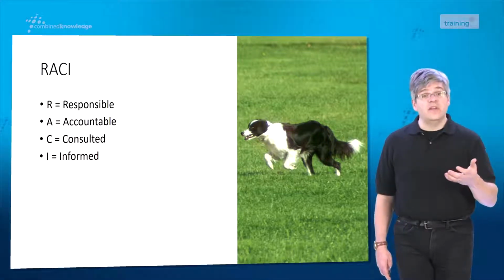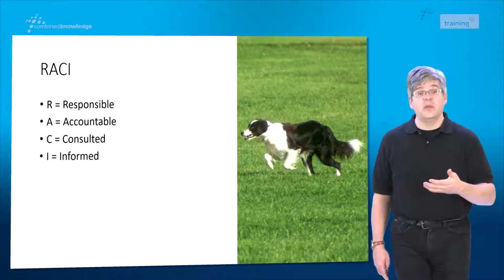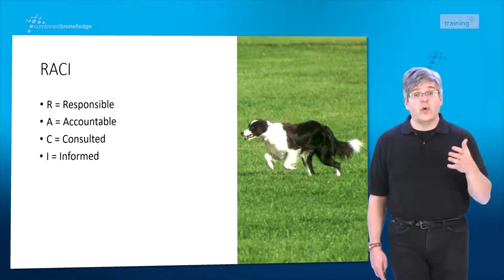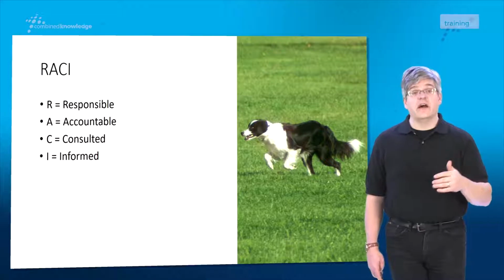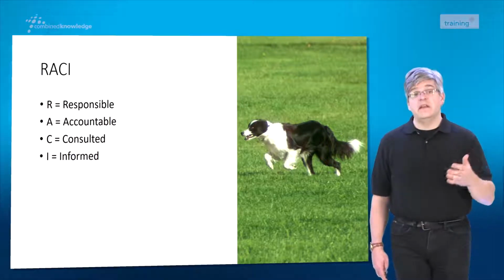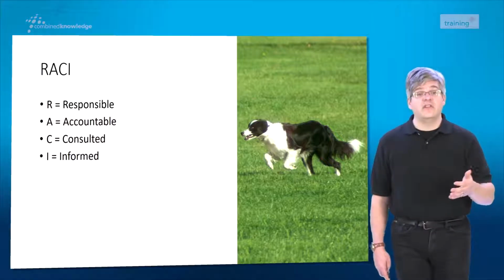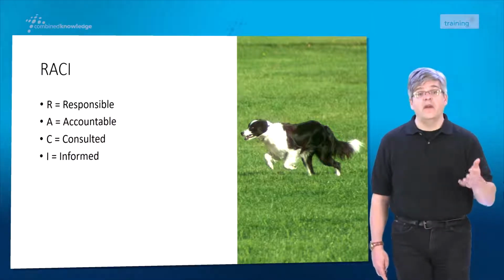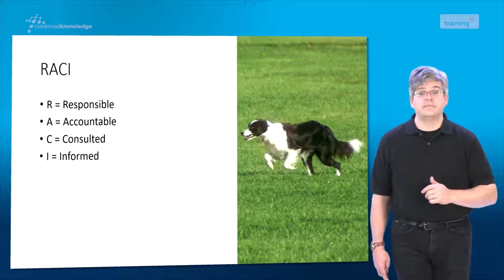You can do this for the different kinds of decisions. You end up with a matrix on one side of the roles and on the other side of the kinds of decisions being made. And the matrix then gives you the ability to see, oh, when I make a decision about security, I have to involve the security team.